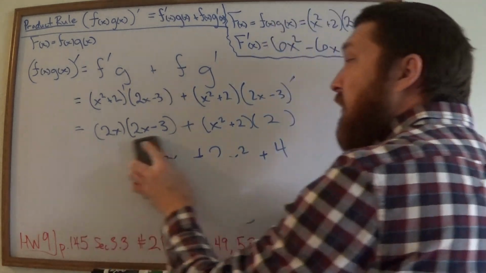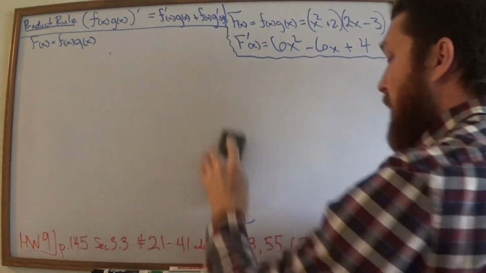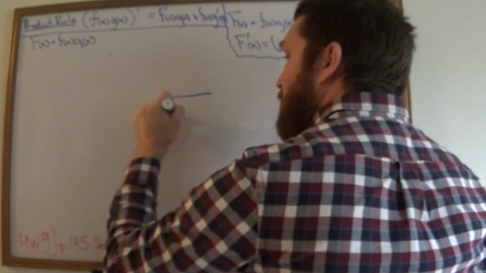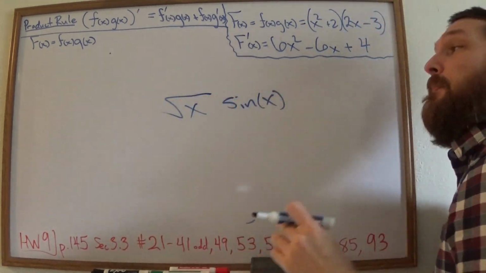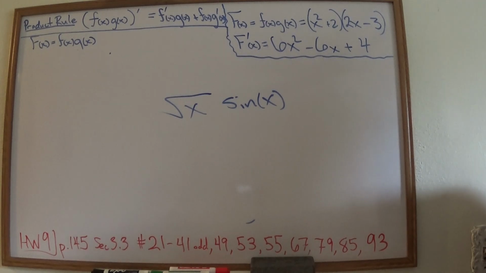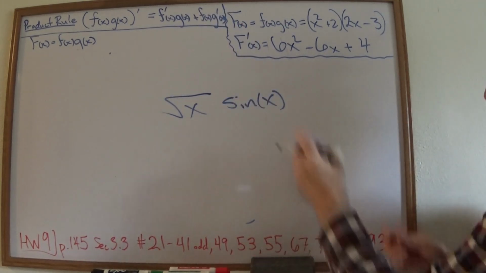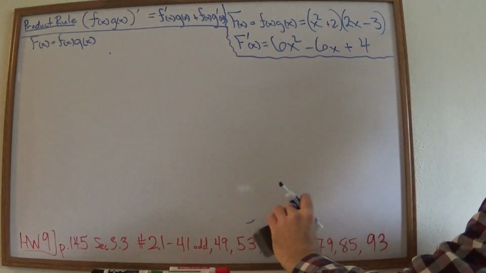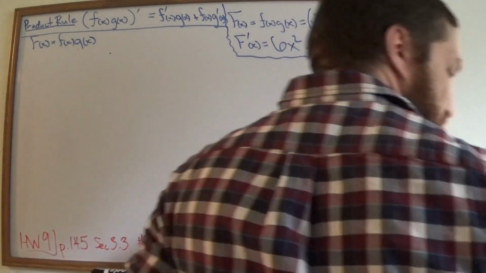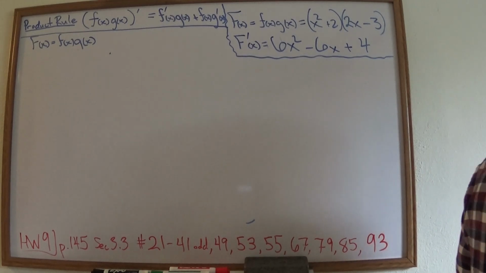Now then, there are ones that aren't easy to multiply out. For instance, if you had the square root of x times sine x, you can't multiply that out, and you'd have to use the product rule, because that's a product of two functions. We'll get to the trig functions soon, but anyway. So, any questions on that? I don't think so. Okay, so that's the product rule.